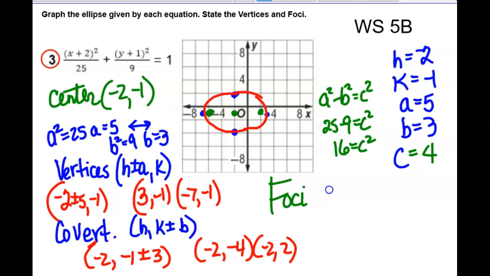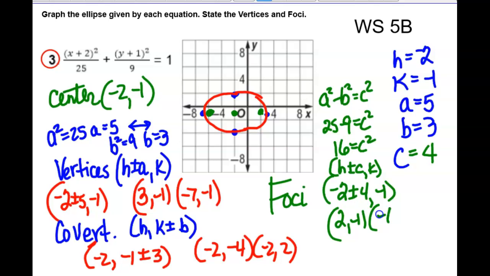All right. Now we need the actual ordered pairs. And since they were left and right, that would be added onto the X. So does it say for foci, guys, H plus or minus C comma K? Did I get it right? Foci? Yeah. Okay. So -2 plus 4 is 2, -1, and -2 minus 4 is -6, -1. Any order. All right. That's a lot of points and a lot of writing on that slide. All right, kind of getting the hang of it.